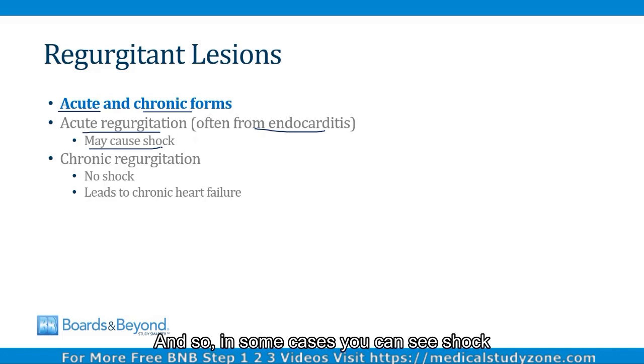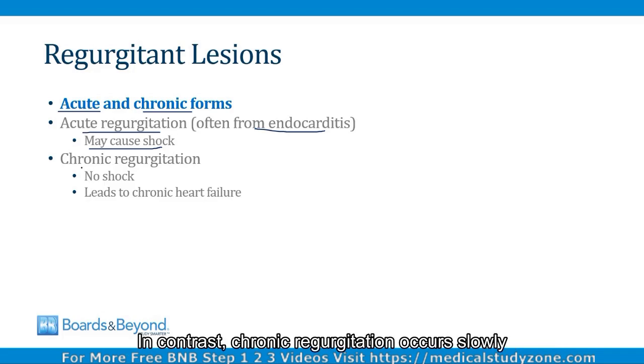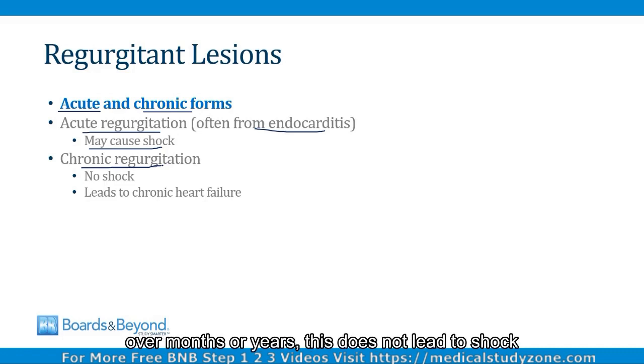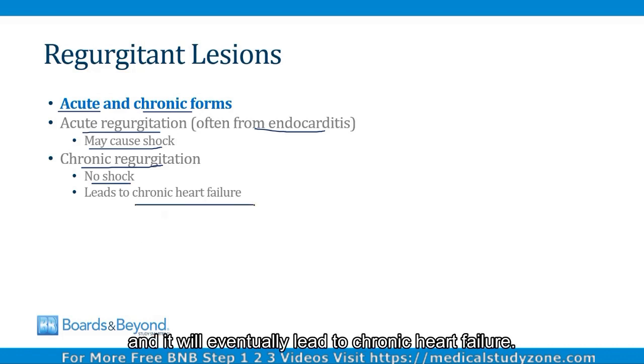And so in some cases, you can see shock when a patient develops sudden onset acute severe regurgitation of a heart valve. In contrast, chronic regurgitation occurs slowly over months or years. This does not lead to shock, but the danger of chronic regurgitation is that over time it will overload the ventricle and it will eventually lead to chronic heart failure.